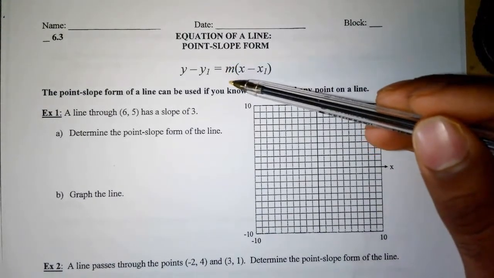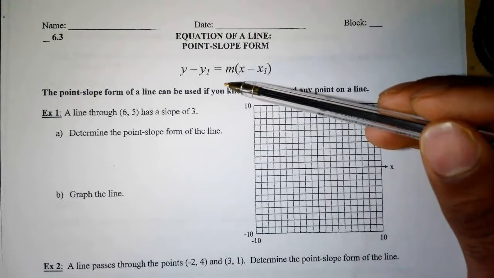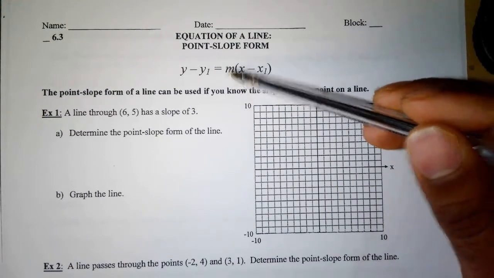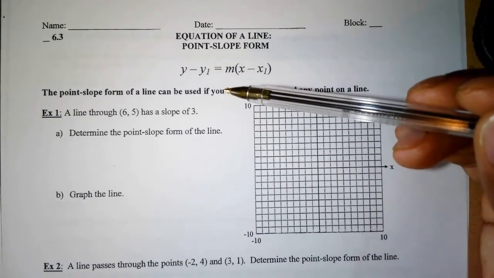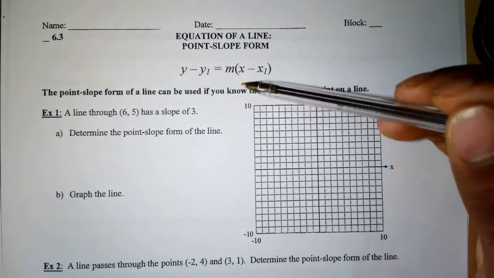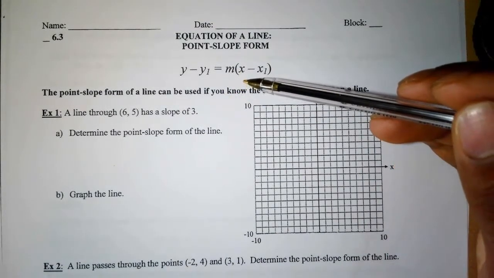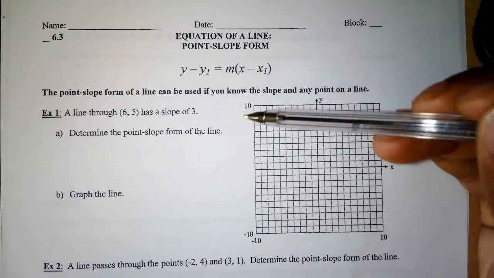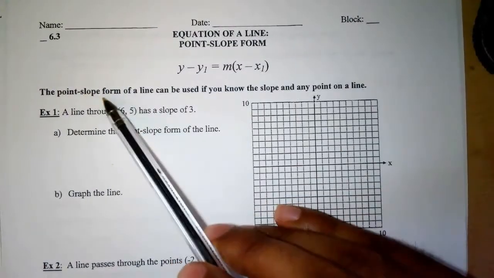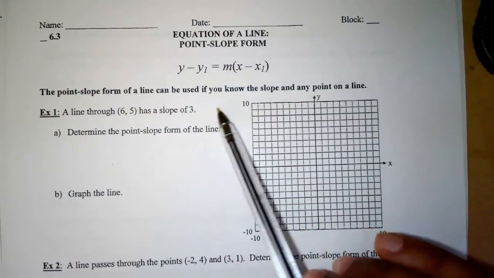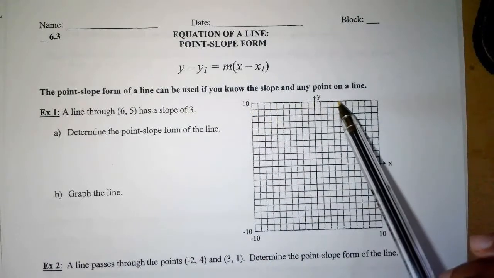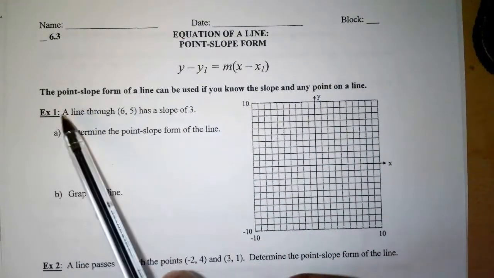So you use this equation usually when you have one point and the slope. So we have m and one point in the line. And we'll look at how to go from point slope form to the other two equations, the general form and slope intercept form. Okay. The point slope form of a line can be used if you know the slope and any given point on a line. So that's what we talked about.